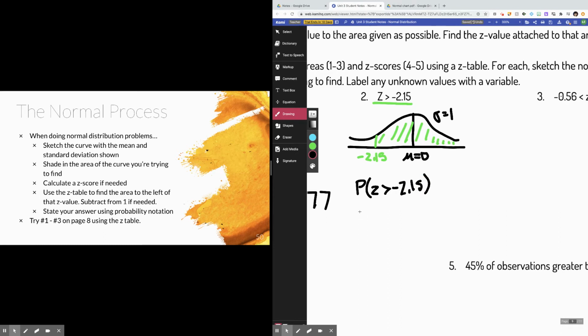So what I am finding here is the probability that z is greater than negative 2.15. That is the same as 1 minus the probability that z is less than negative 2.15. The reason I'm writing it this way is because, remember, the z table is always going to give you the less than probability.